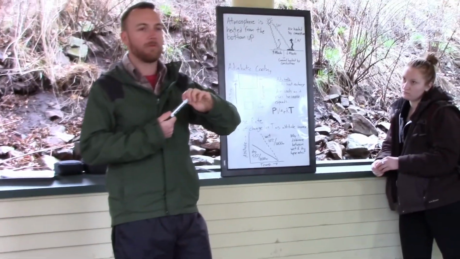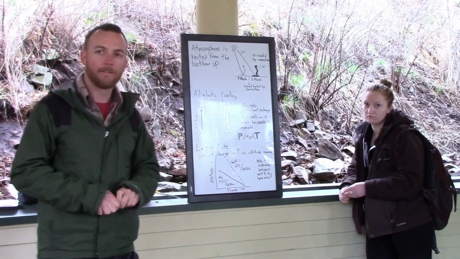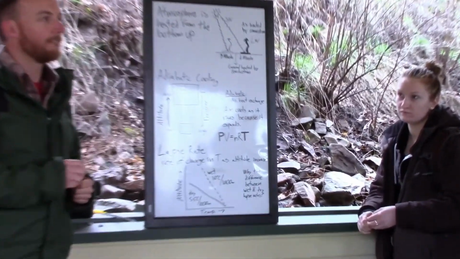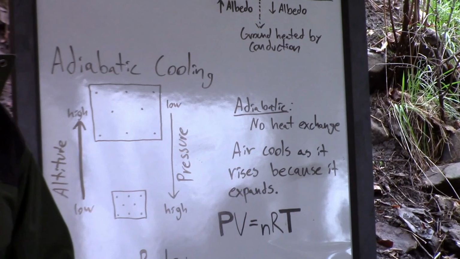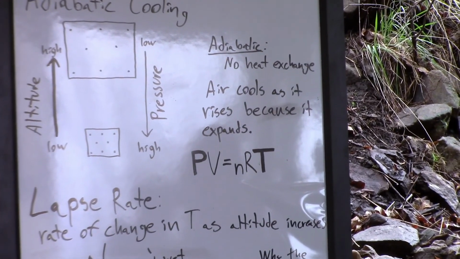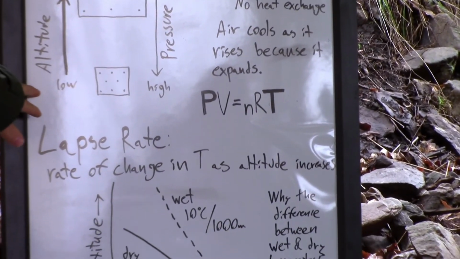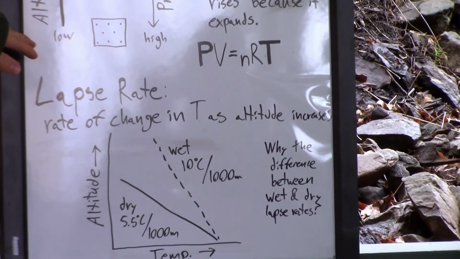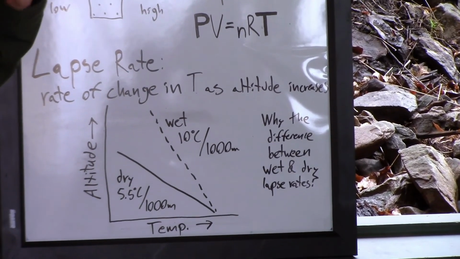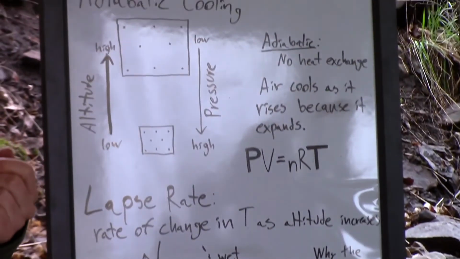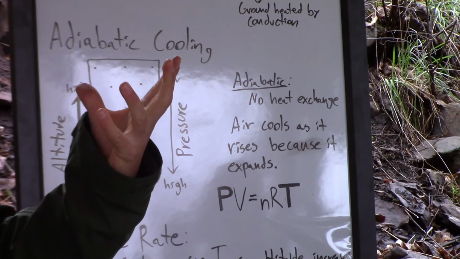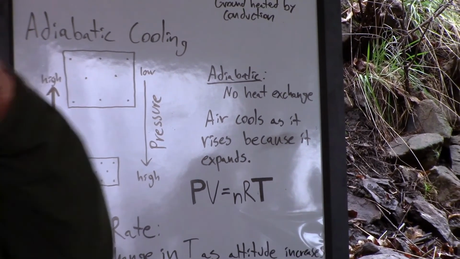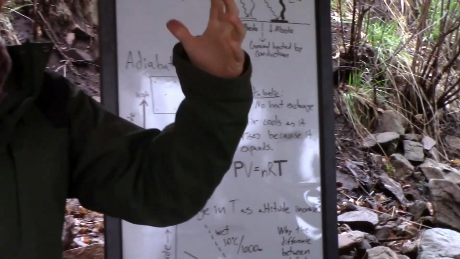Can anybody tell me what adiabatic means? That's okay, I'll tell you. So adiabatic basically means there's no heat exchange involved. Okay, and that'll make sense in a second. So we know that when we go up in altitude in the Earth's atmosphere, what happens to pressure? Pressure decreases, right? And so that means that the air is expanding. And that alone, that process alone, without any extra heat exchange, that makes it cool.